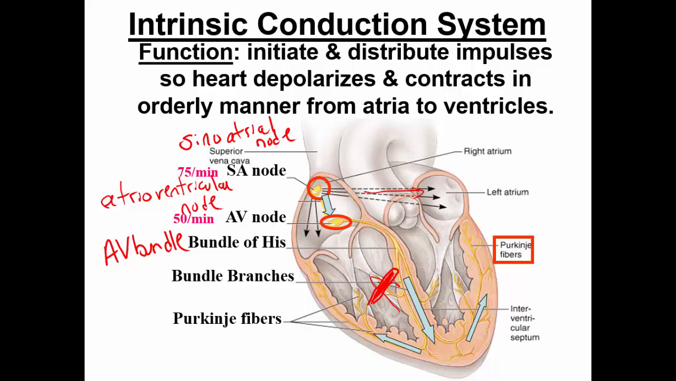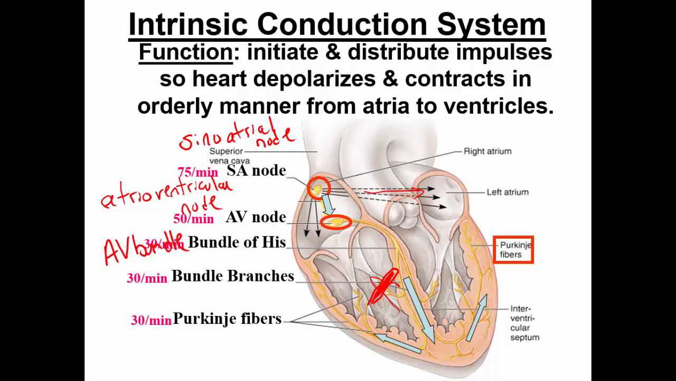Now, if we look at the autorhythmic cells, each of these nodes or clusters of cells depolarize at a different rate. The SA node depolarizes about 75 times a minute, which means that if it was in charge, your heartbeat would be about 75 times a minute. AV node produces action potentials about 50 times a minute. Bundle of His about 30 times a minute. Bundle branches 30 times, and Purkinje fibers 30 times.